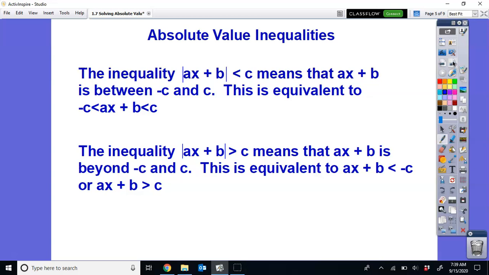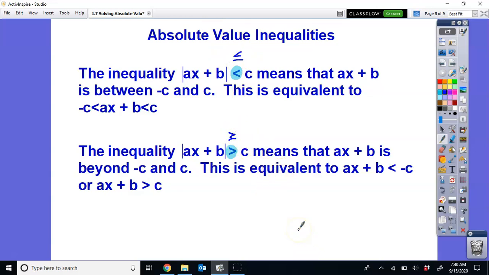So then we have absolute value inequalities. You have absolute value inequalities that have a less than sign and a greater than sign. Now that can also be a less than or equal to or greater than or equal to. It doesn't change what you do when you have the little equal to bar. What you want to focus in on is the less than or equal to or the greater than or equal to.